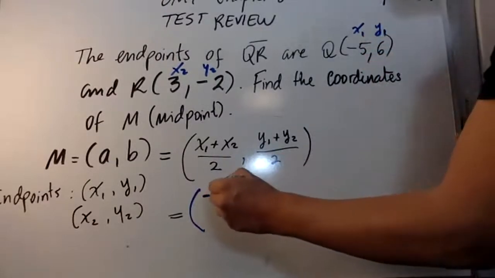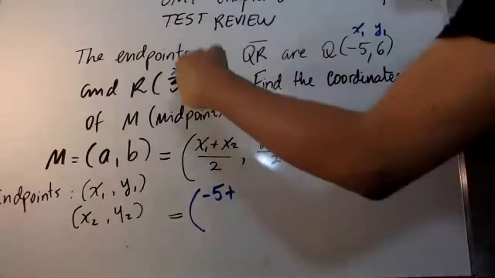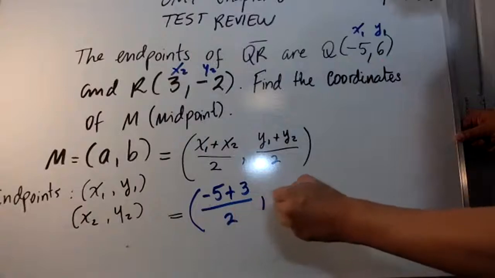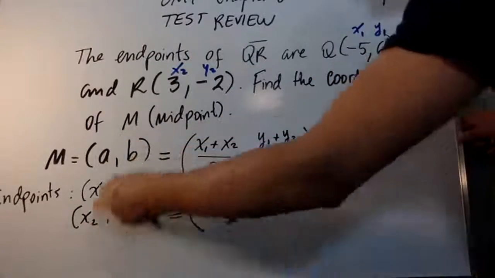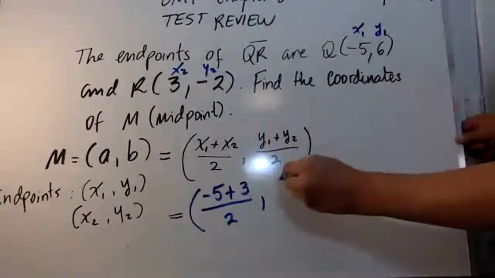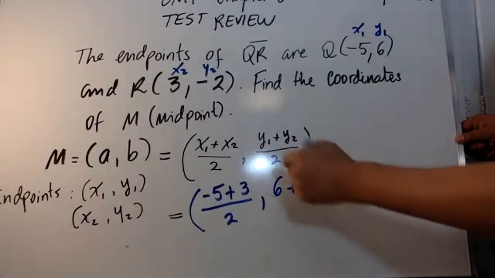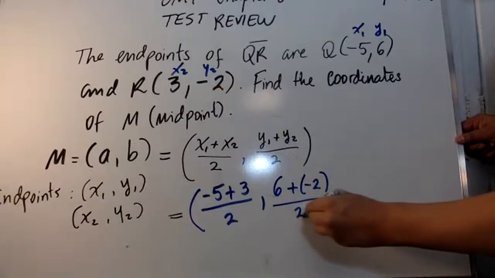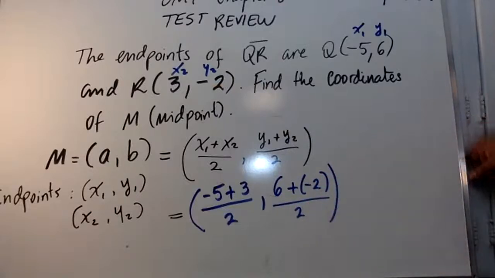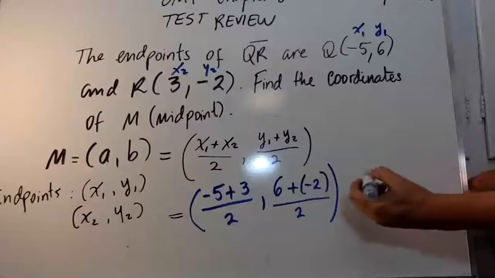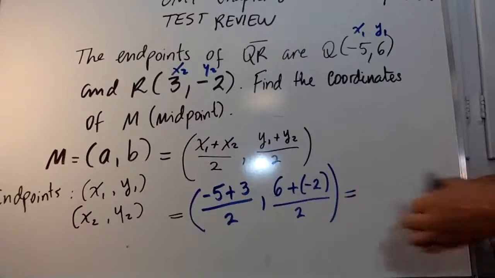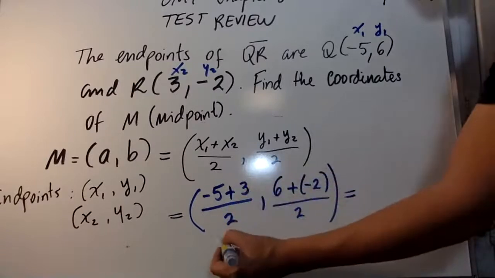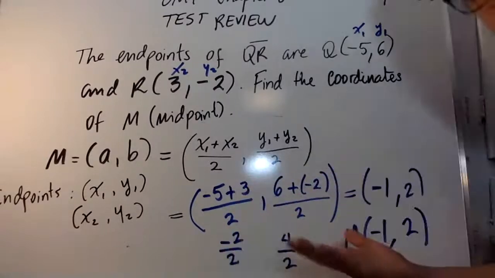x1 is -5 plus 3, and then you divide by 2. And for the y value of the midpoint, we take the y value, which is 6, and then you add -2 and divide by 2. And then that's it. So here it is: -5 plus 3 is -2, divided by 2 is -1 in the formula.